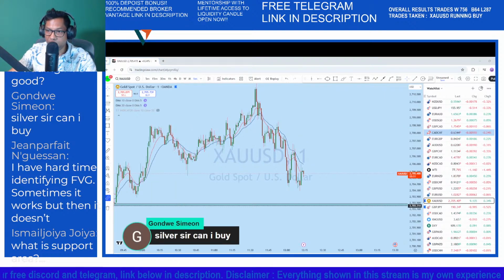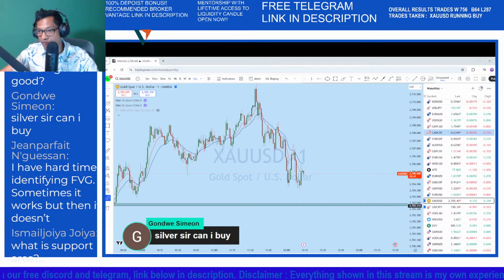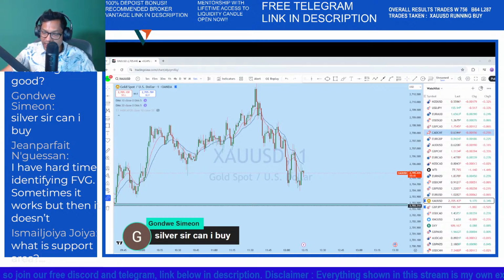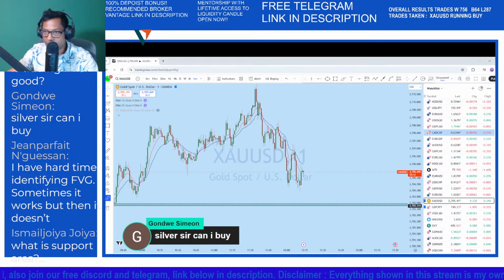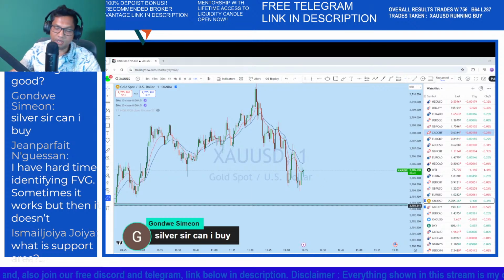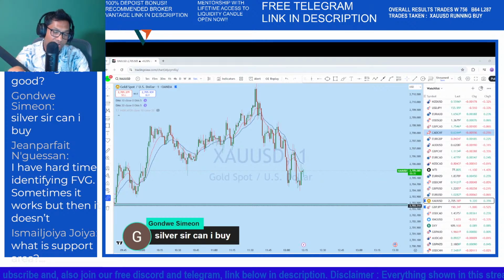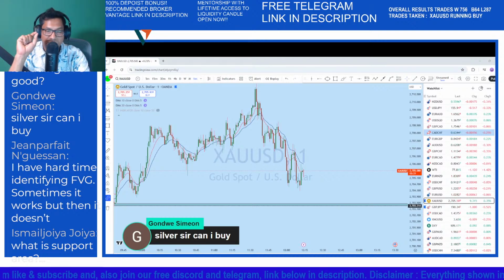I have a hard time identifying FVG. Sometimes it works, but then it doesn't. Okay, that's a very crucial question. Now, the most important part in terms of fair value gap is that when you are trading based on fair value gap, it's better to wait for the market to penetrate below the order block.